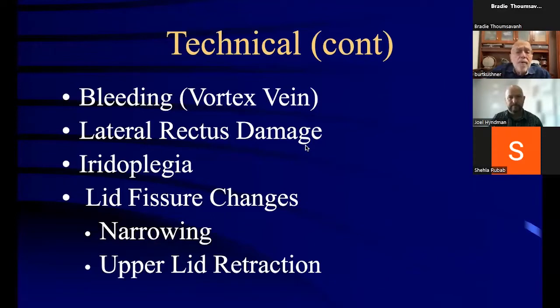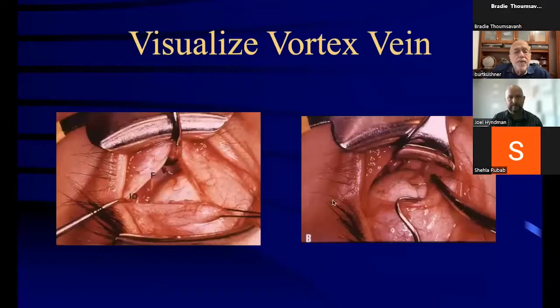A couple other technical issues. Bleeding, the vortex vein is right where we're operating. You want to be careful of that. You can damage the lateral rectus muscle. Too much tension on the oblique will cause an iridoplegia. And the lid fissure changes I talked about in the prior lecture with inferior oblique anterior transposition.